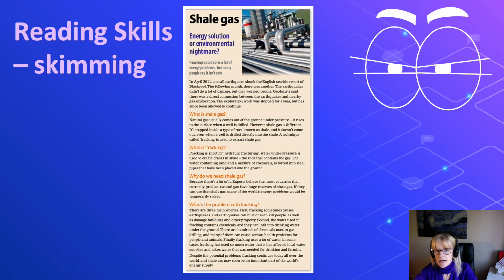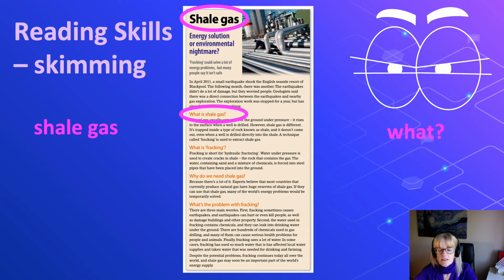Try that with a second example. So this time our reading is about shale gas. I don't know what shale gas is, so I'm going to skim through and see what other information I'm going to get. So I can see here it says, what is shale gas? If I read that information in that paragraph, I'll find out what shale gas is. And then it talks about something called fracking. I don't know what fracking is.